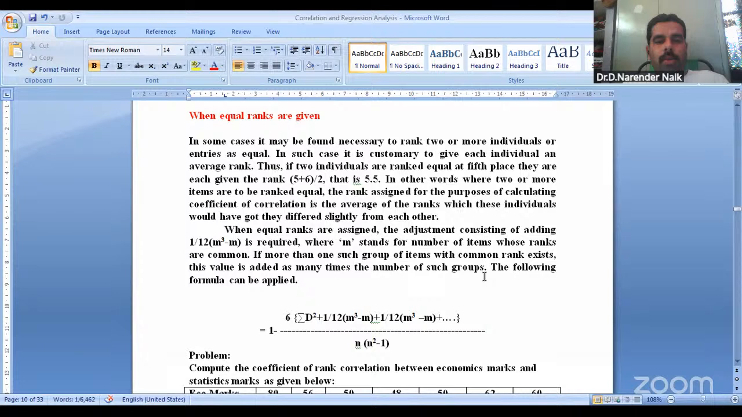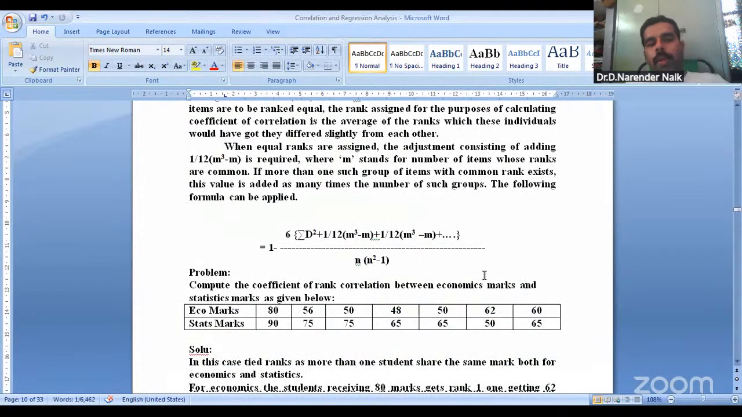If more than one such group of items with common ranks exist, this value is added as many times as the number of such groups. The following formula can be applied. So this formula is 1 minus 6 times sigma d square plus 1 by 12 m cube minus m plus 1 by 12 m cube minus m, and so on. If the same rank is repeated a number of times, in this way we have to add 1 by 12 m cube minus m, divided by n into n square minus 1.